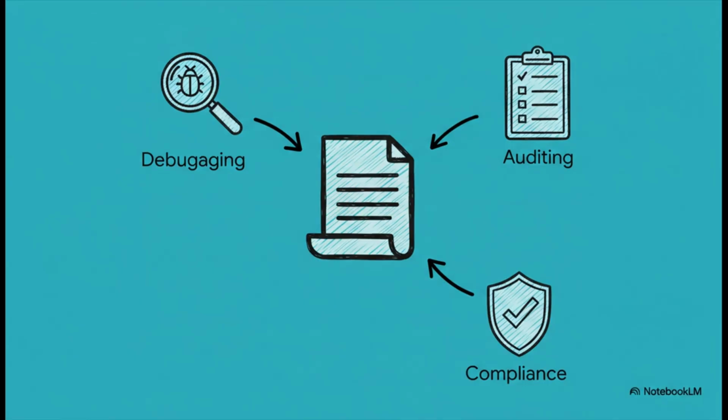Okay, so here's the absolute key takeaway for your exam. Why do we do this? What's the point? Remember these 3 words: debugging, auditing, and compliance. You need these logs to hunt down bugs, to prove to an auditor what happened, and to make sure you're following all the rules. That's it.